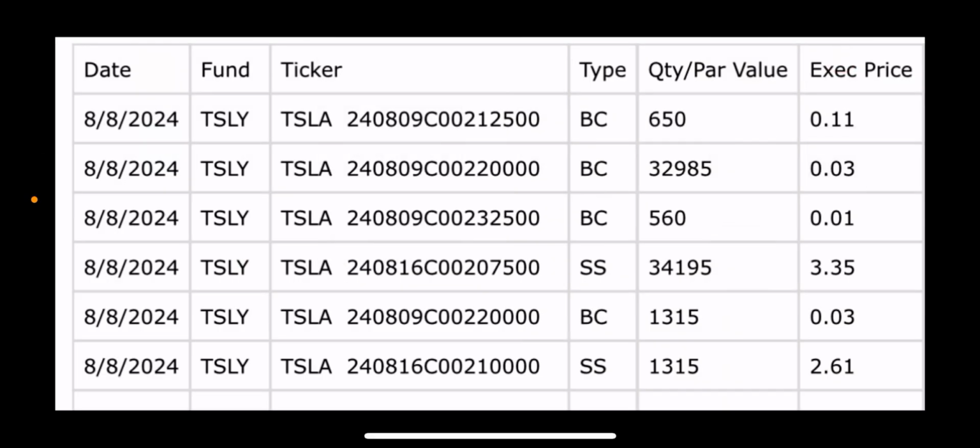Good morning, everyone. Today is Friday, August 9th, and today we will cover the trades for YieldMax funds: TSLY, CONY, NVDY, and MSTY. And what a week it has been.